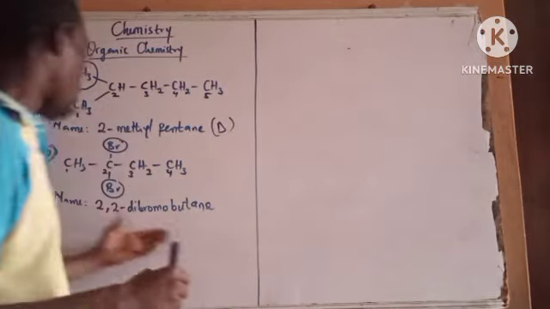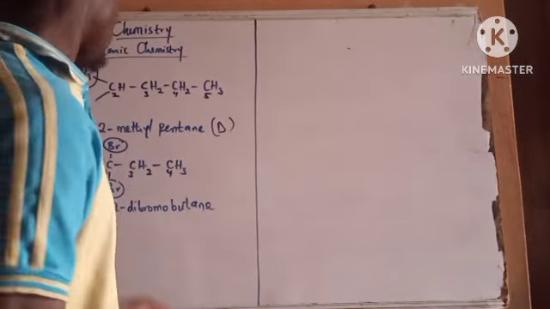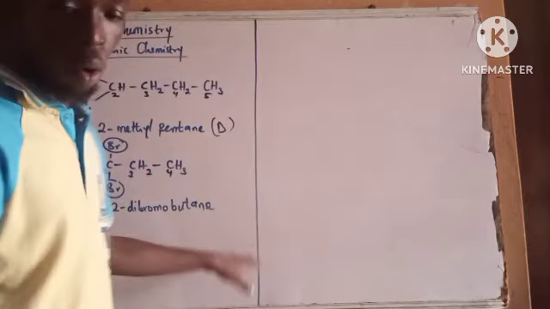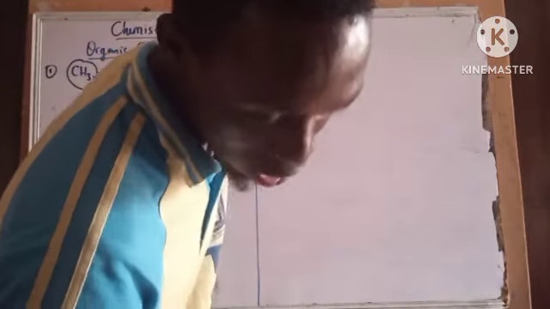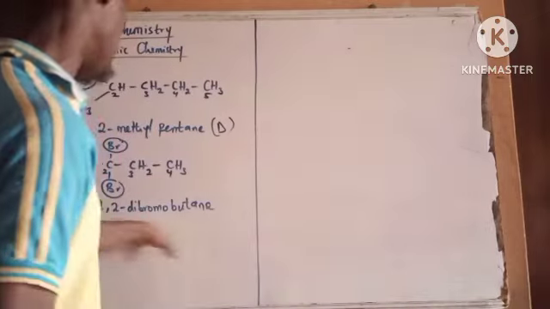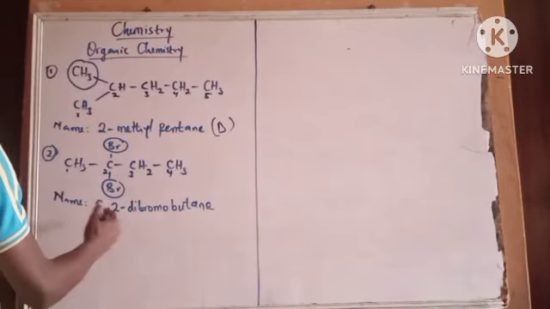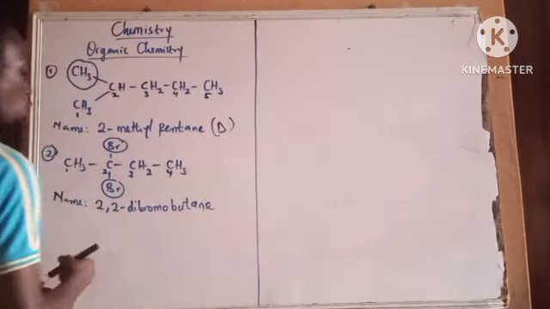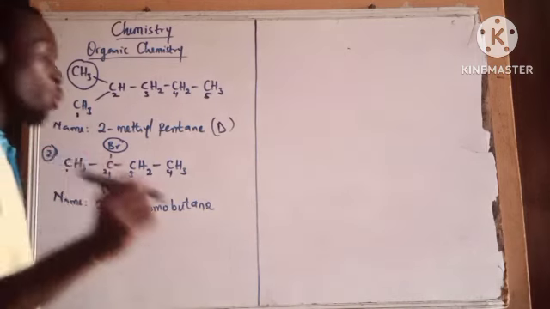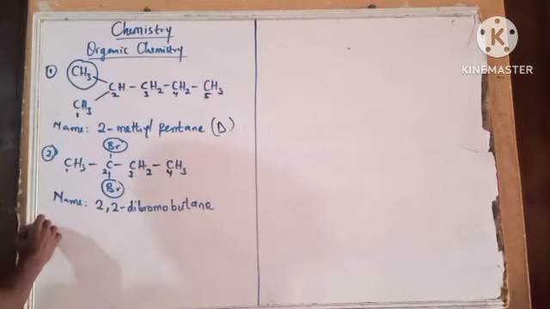The option is not there, since the option here is wrong, because they also added methyl. But this is the real way of naming it. So this is 2, 2 dibromobutane. Now let's go to number 3.